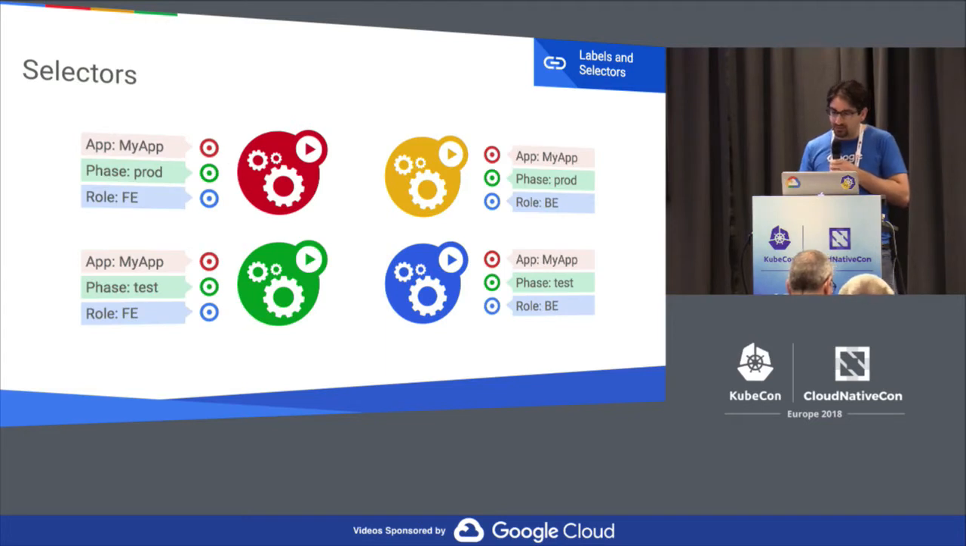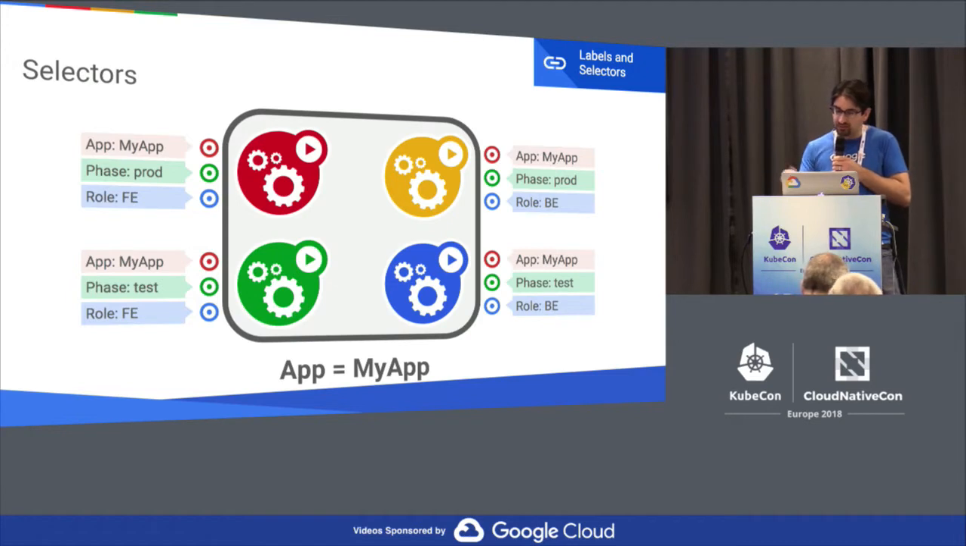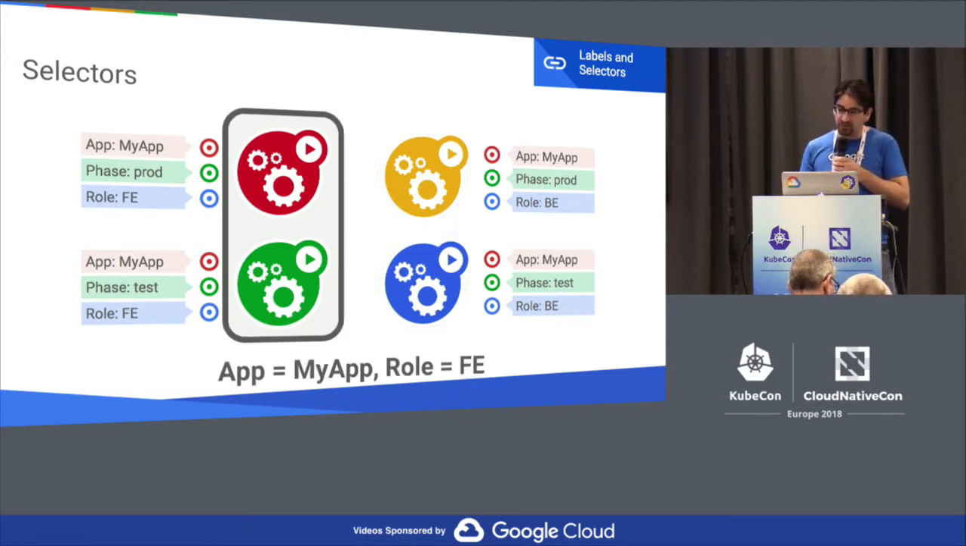So in this example, we have 4 pods. All of them have the label app equals my app, but they have these phase and role labels that are different. So if you were to query pods with app equals my app, you would get all 4. But if you say app equals my app and role equals FE, you would only get these 2.